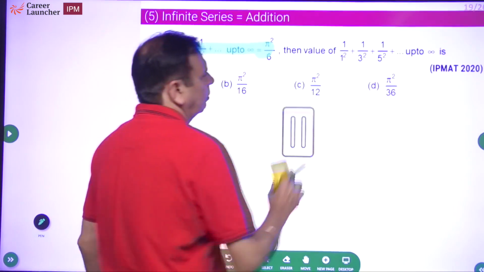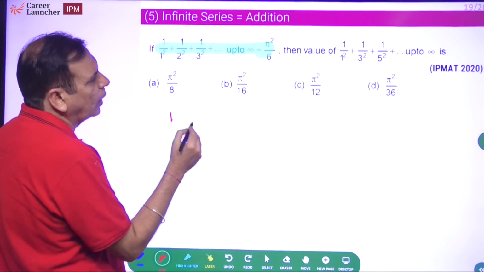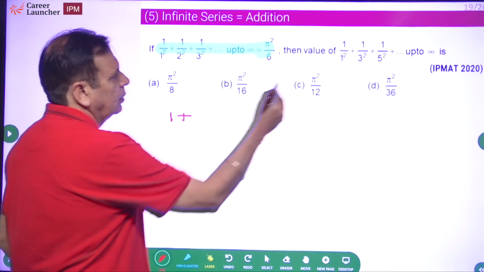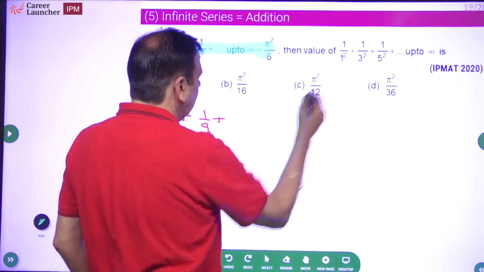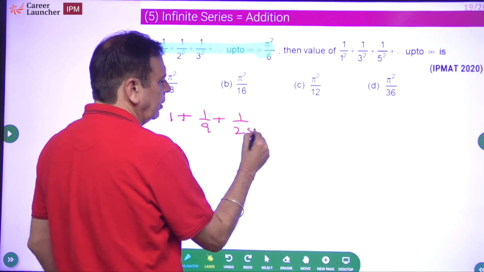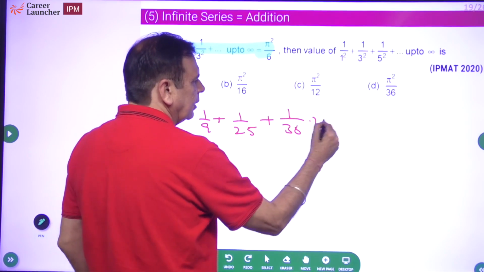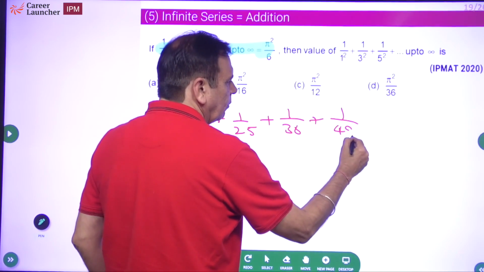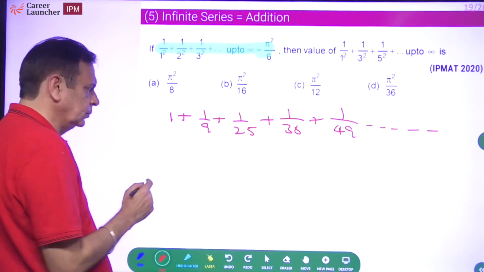Okay. Now, let us look at this expression. What do we get? 1 upon 1 square is 1. This is 1. This is 1 upon 9. This is 1 upon 25. Next will be 1 upon 6 square, 1 upon 36. Next will be 1 upon 7 square, 49. चलता जाएगा. ठीक है?